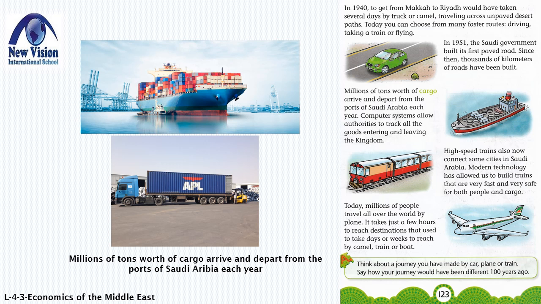High-speed trains also now connect some cities in Saudi Arabia. Modern technology has allowed us to build trains that are very fast and very safe for both people and cargo. Today, millions of people travel all over the world by plane. It takes just a few hours to reach destinations that used to take days or weeks to reach by camel, train, or boat.